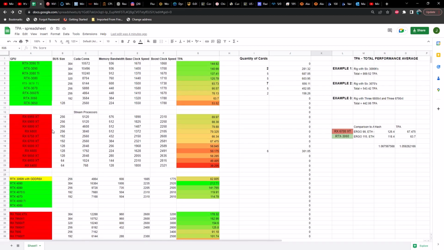And using the bus size, the CUDA cores, the memory bandwidth, the base clock speed, and the boost clock speed, we come up with something called TPA, or Total Performance Average. Now, it is important to know that this is using the specs of the card and not the hash rate from every single algorithm that's out there.